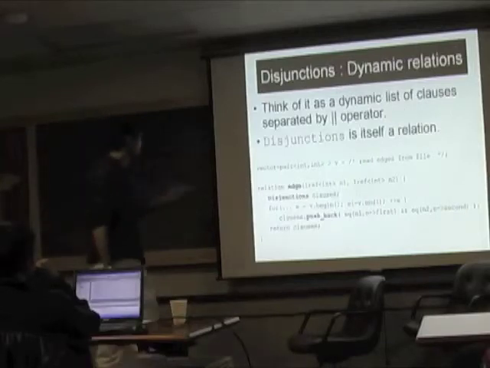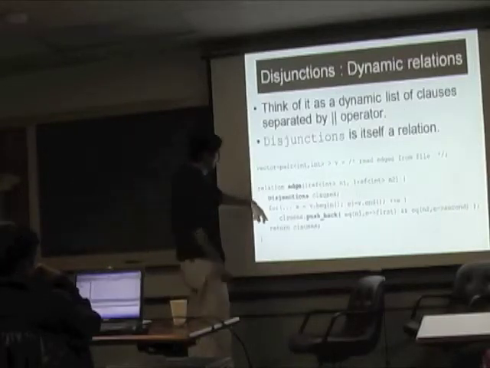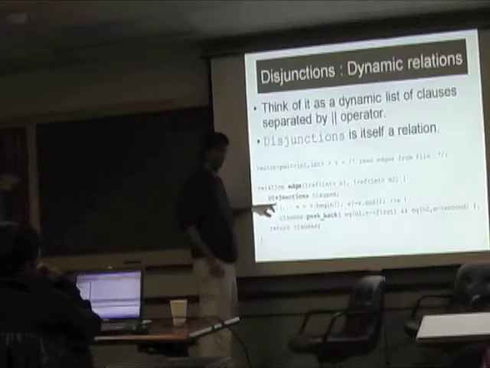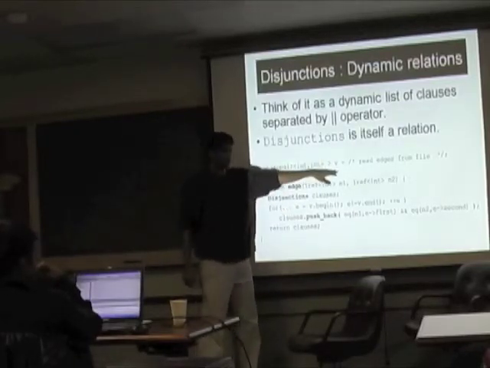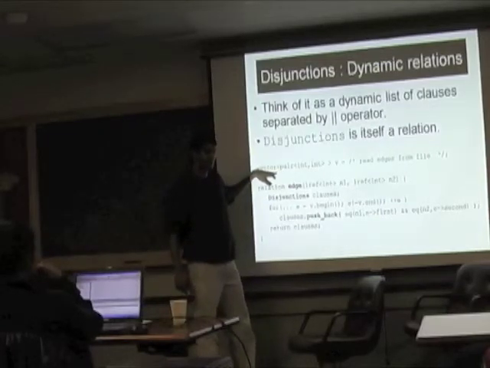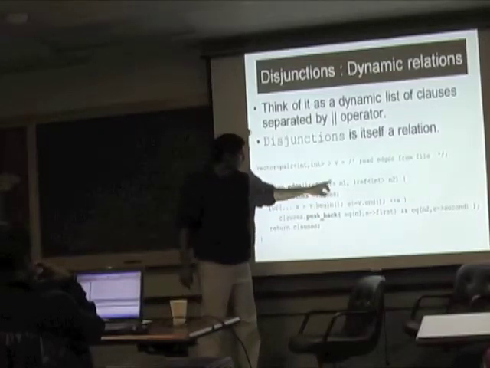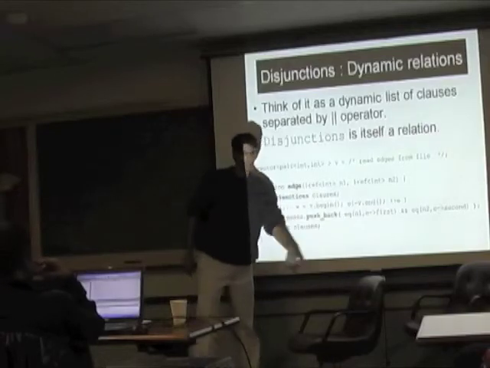Here, this is actually building a graph dynamically. So there's a class called disjunctions. And basically, let's say this vector has a set of edges. So I'm iterating over that vector and generating a bunch of clauses here.